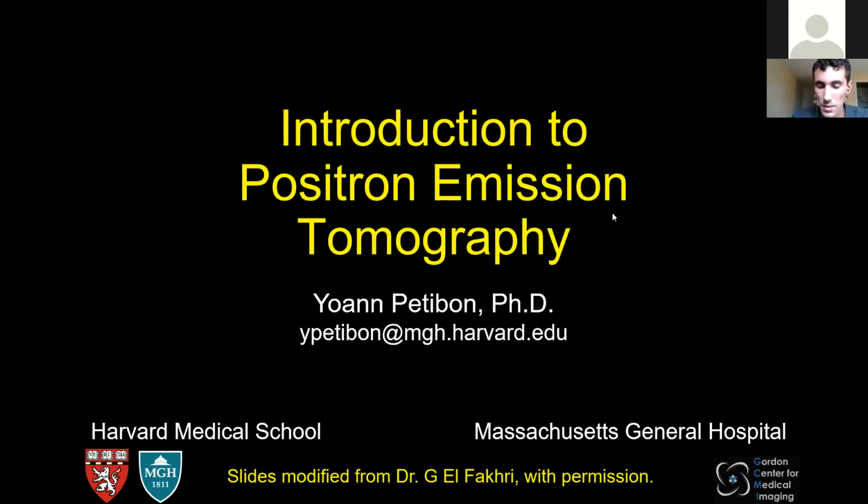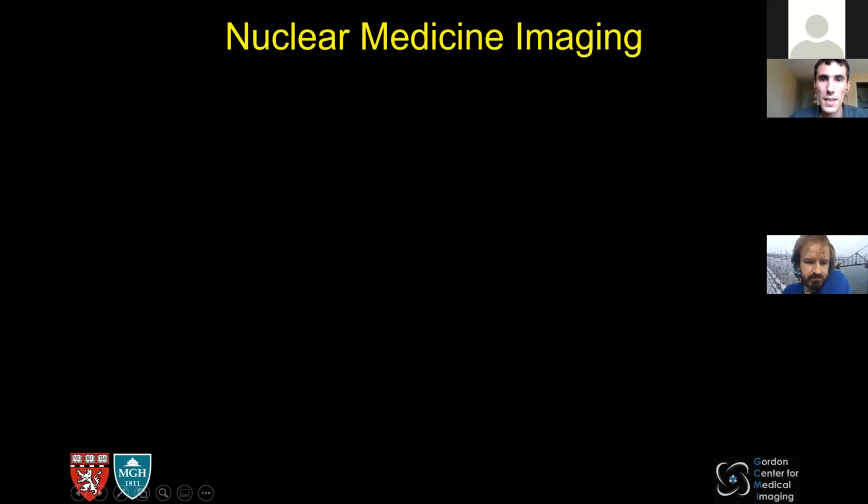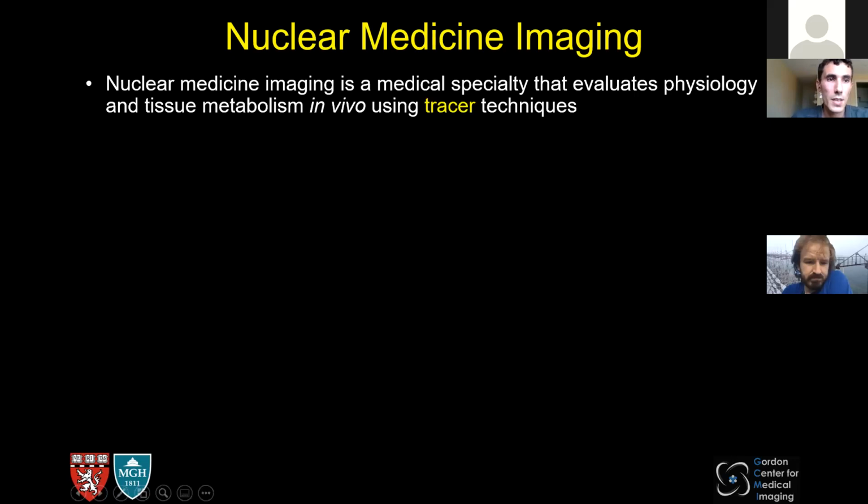So we're gonna get started. What is PET? So PET is an imaging technique that belongs to the family of nuclear medicine imaging methods. So nuclear medicine imaging, as you might know, is a medical specialty that focuses on evaluating physiology and tissue metabolism in vivo using tracer techniques, okay?